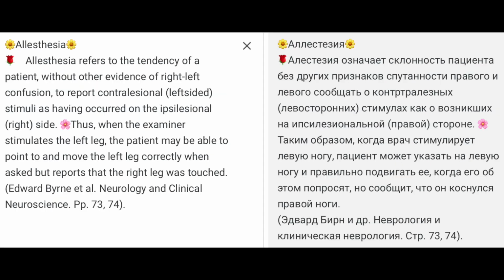Allesthesia. Allesthesia refers to the tendency of a patient, without other evidence of right-left confusion, to report contralesional, left-sided, stimuli as having occurred on the ipsilesional, right, side. Thus, when the examiner stimulates the left leg, the patient may be able to point to and move the left leg correctly when asked but reports that the right leg was touched.